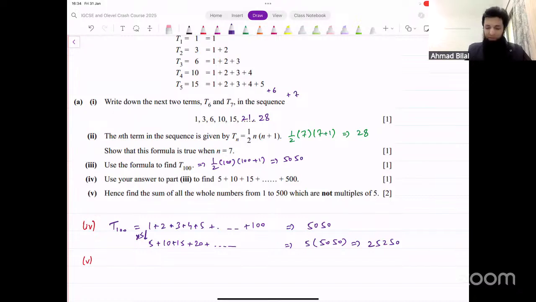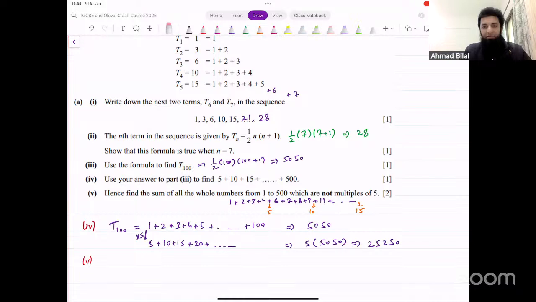What are those numbers going to be? 2, 3. So we have to do 2 plus 3 plus 4, and then 1 plus 2 plus 3 plus 4 plus 6 plus 7 plus 8 plus 9 plus 11. So basically all the numbers except 5, 10, 15. Apart from all of those numbers, we have to find the sum of the rest of the numbers. Now, how can we do this? Sum of all the whole numbers from 1 to 500 that are not multiples of 5.